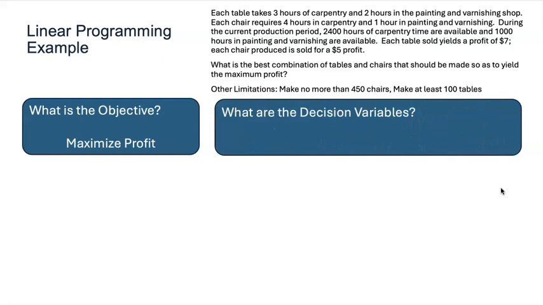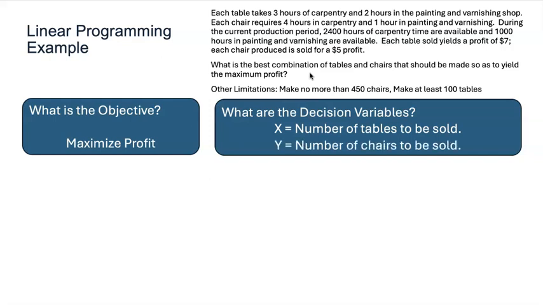And in this case, it's clear that the company makes tables and chairs. And the question actually says it. What's the best combination of tables and chairs that should be made so as to yield the maximum profit? So our decision variables, we can let them be X and Y. X will be the number of tables to be sold, and Y the number of chairs to be sold. And together we get a combination of tables and chairs.